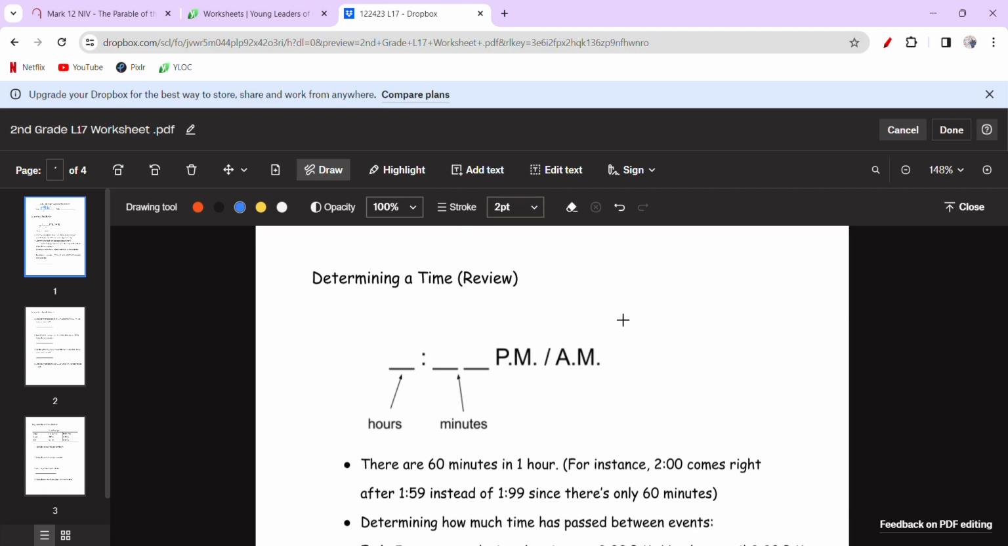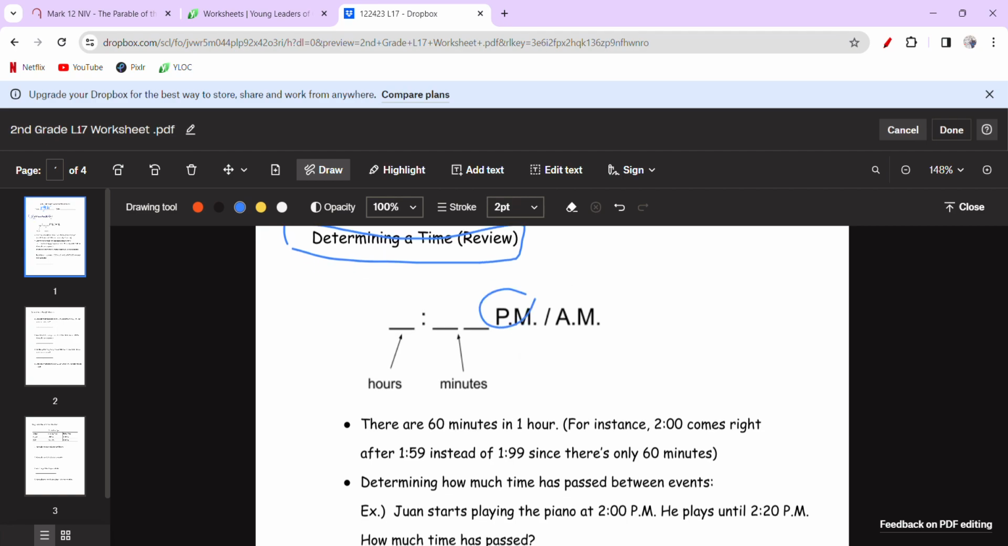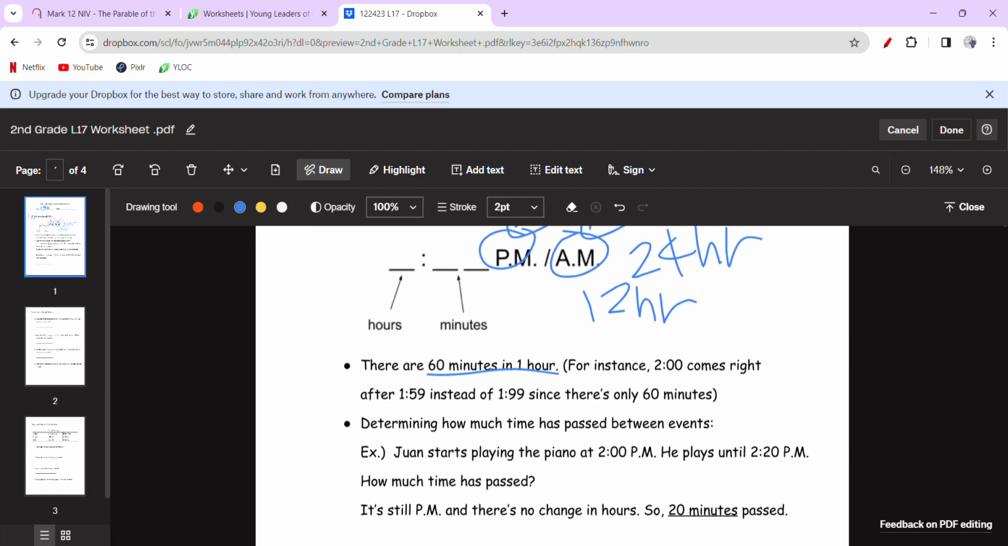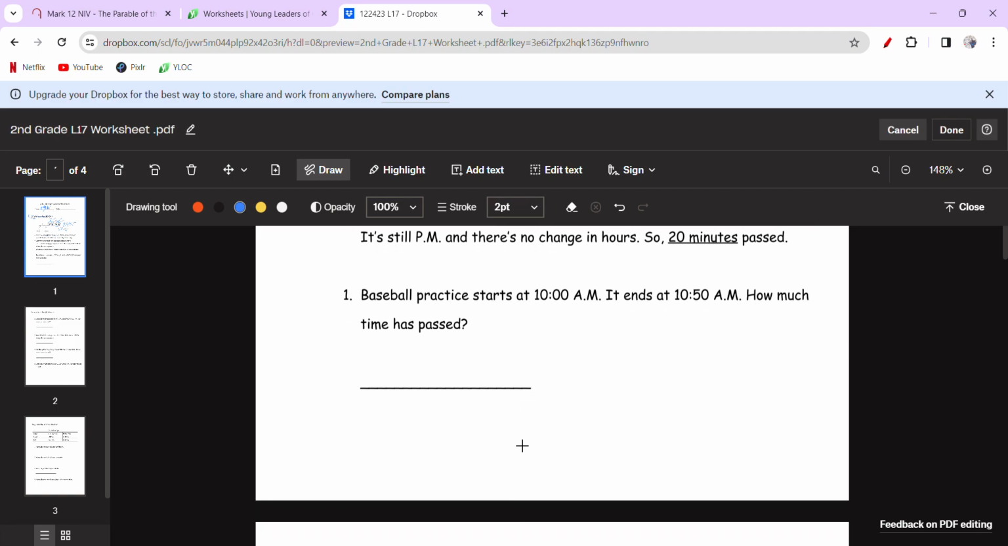Okay, so we did this last week where we are determining time, how to read it, and how to know. So we have PM and AM, and there are 24 hours in one day, and every 12 hours it changes to either AM or PM. Yeah, 60 minutes in 1 hour. That is the most important thing. So let's try out examples.